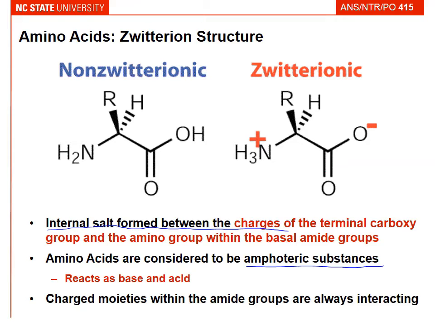And these charged moieties are always interacting with each other. You can see on the left the difference between the Zwitter ion configuration and the non-Zwitter ion. Our non-Zwitter ion is where neither end is charged. Very rarely are you going to have a non-Zwitter ion with amino acids. Typically, depending on the pH, we're going to have some charge on the amino group or a charge on the carboxyl group.